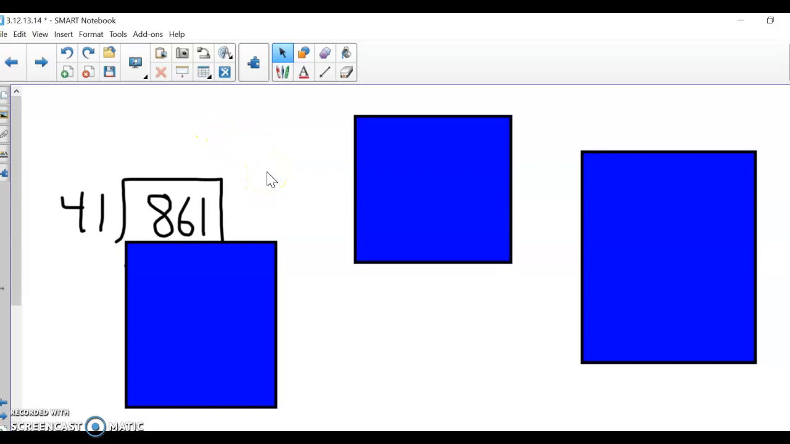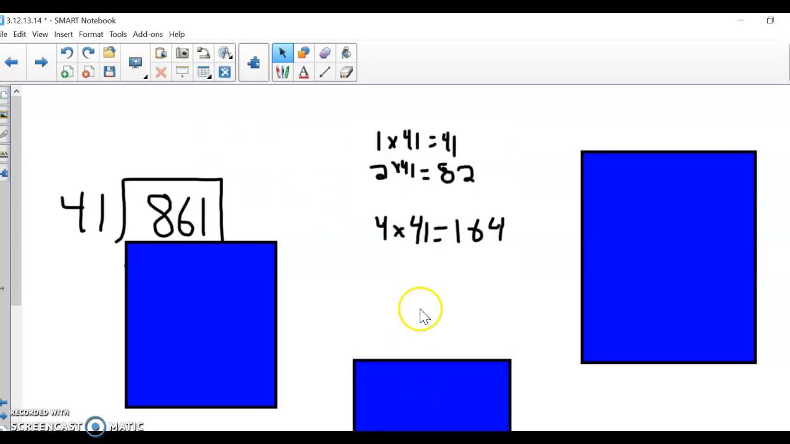861 divided by 41. Well, you have this if you want it. One group of 41 is 41. If you double that, you get 82. If you double this, you get 164. Just gives me some ideas of about how much my groups are. Okay? Now, I think about, can 41 go into 8? Nope. So I'm not pulling out any hundreds.